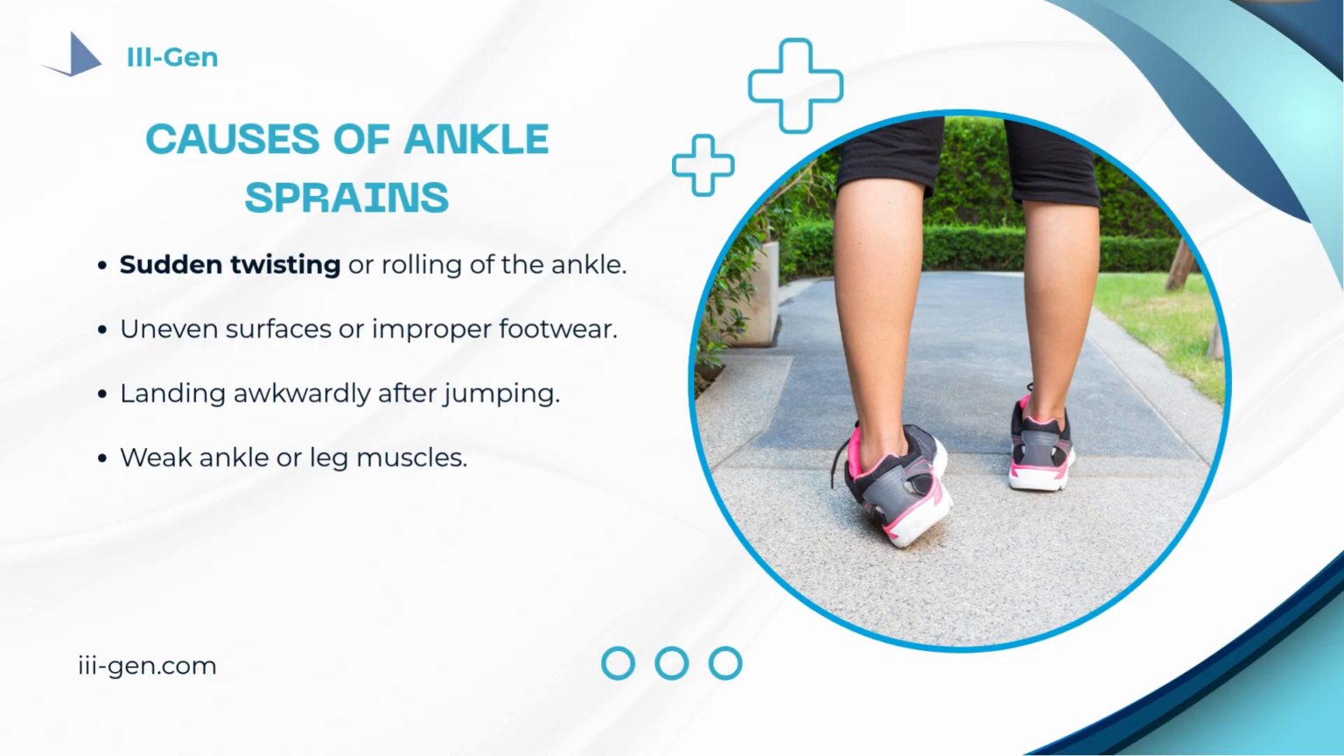Sudden twisting or rolling of the ankle, uneven surface or improper footwear, landing awkwardly after jumping, weak ankle and leg muscles. These are some of the basic causes of ankle sprains. There are also some mechanisms of injury when you land and you have an inversion roll or an outward roll of the ankle, like you see in this picture, or when you play a sport and you plant and your shoe does not stabilize. In addition to that, it just slides from underneath you and you have a roll. And like I say, also, you have people who can step on your ankle and so on and so forth.